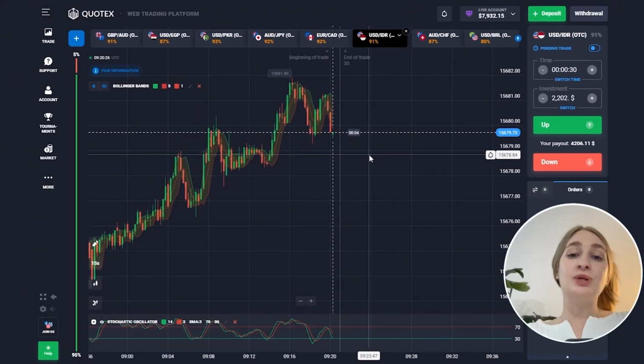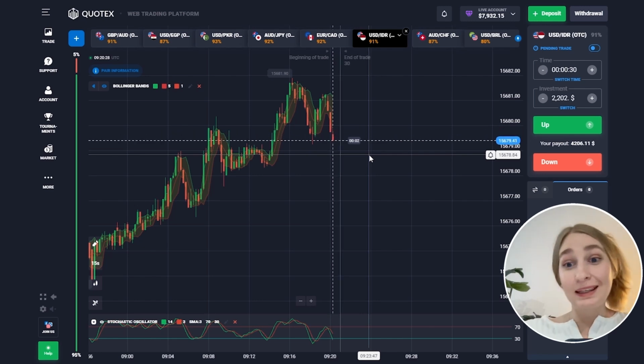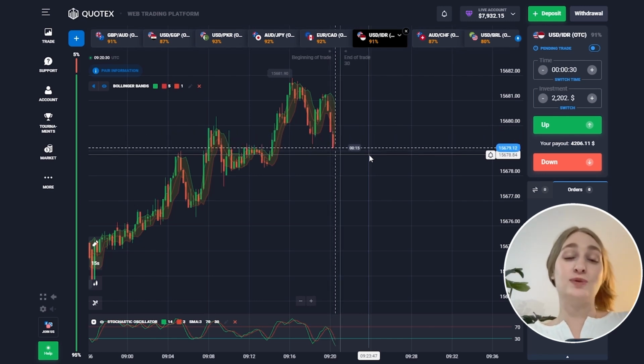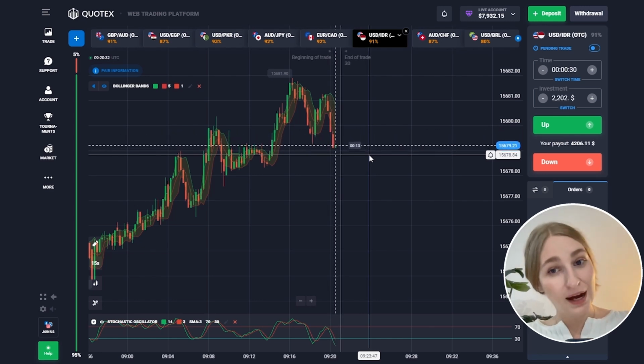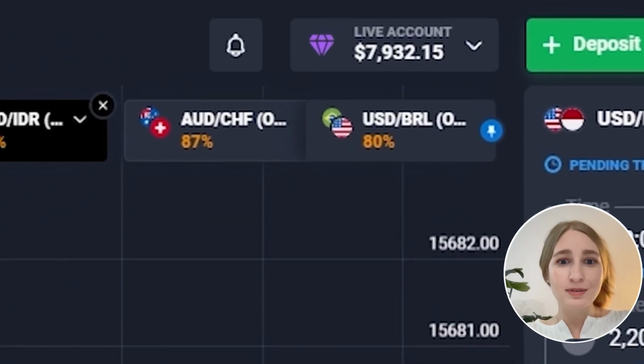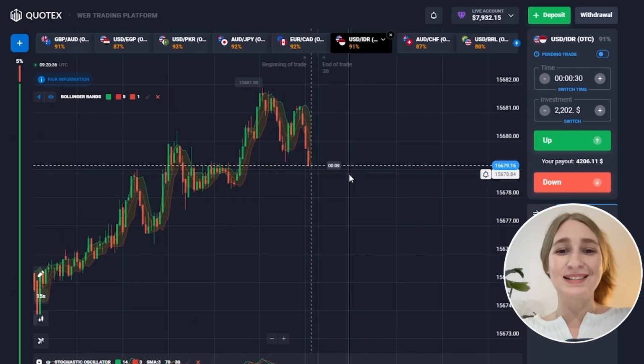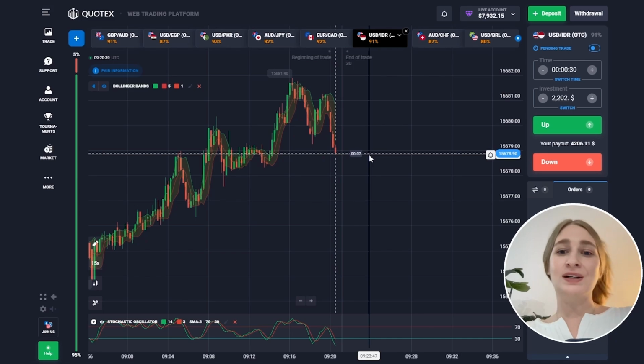And here's our trading strategy working perfectly. Trading indicators also do not let us down. That's great. Look at the balance. It's almost $8,000. It's amazing. It's a great result. It's a very simple, profitable strategy, as you can see.